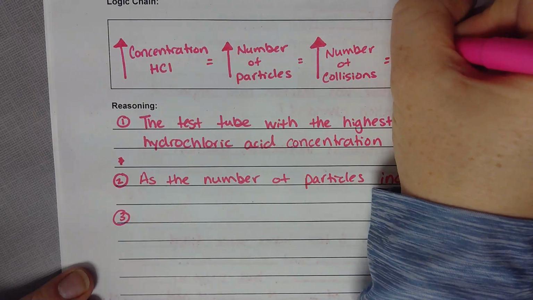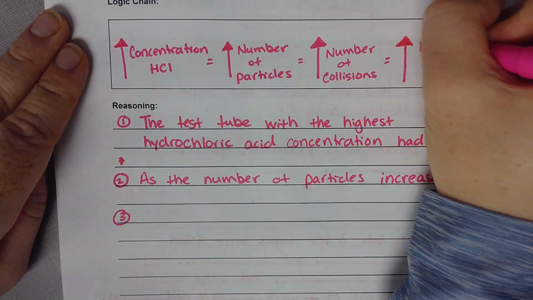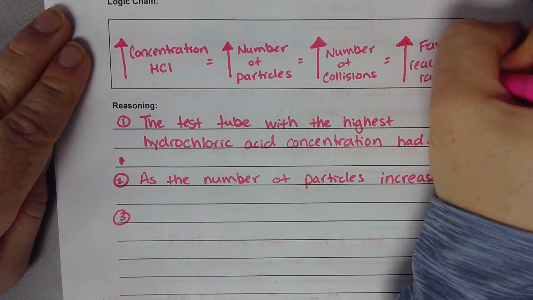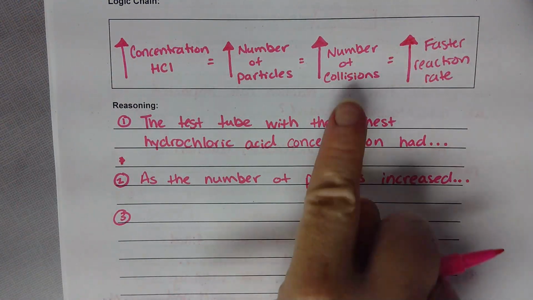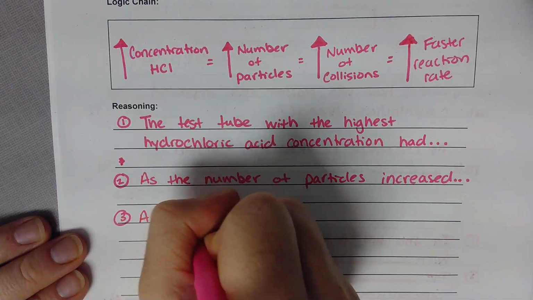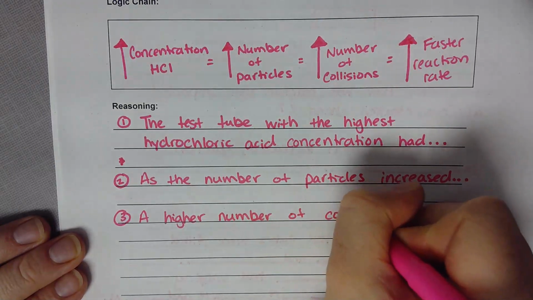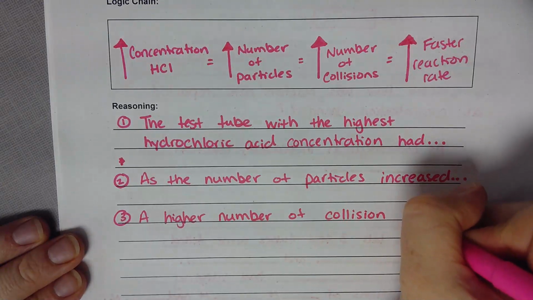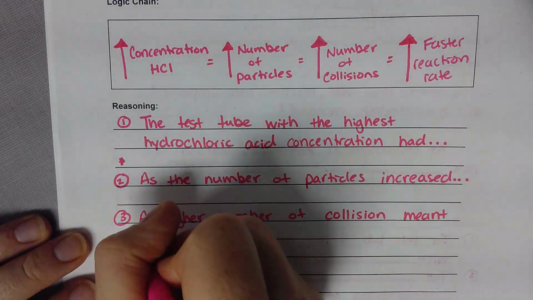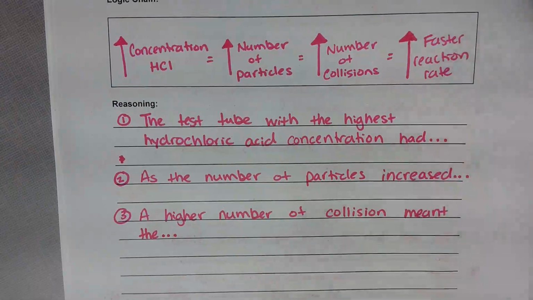Last class we learned the more collisions we have, the faster the reaction goes. So, starting at step 3, a higher number of collisions meant the blank, blank, blank, and then tie it back in. What does that mean for reaction rate?